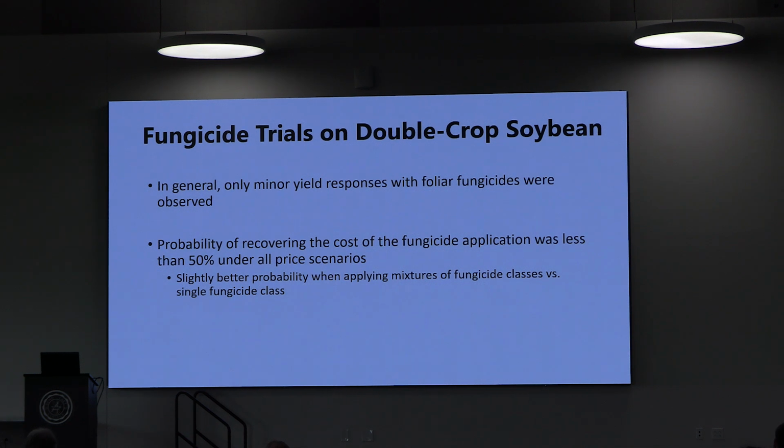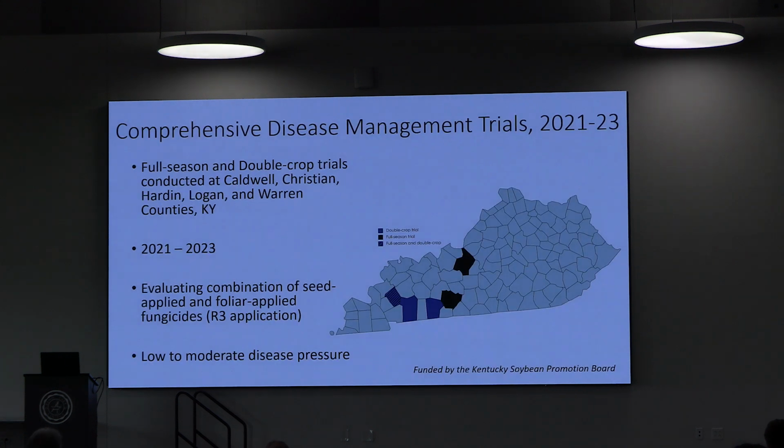When we saw the mixtures, we did improve our probability of recovering those costs, but again, they were still pretty low percentage of the time. So from this data set at least, under pretty low disease pressure, we haven't really seen a benefit of spraying double crop soybeans. A little bit newer data, so this is just from Kentucky.